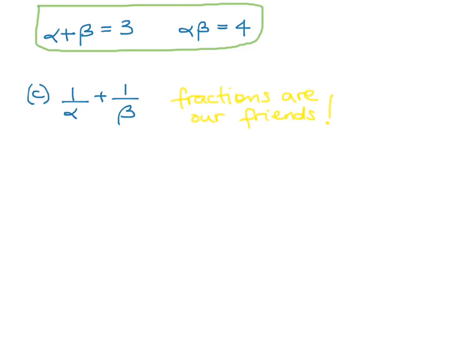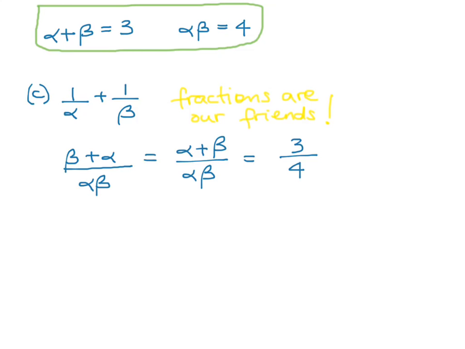So what do you do when you want to add 2 fractions? Well, you find the LCM, which in this case is alpha beta. You resolve for the numerator, so that would be beta plus alpha. Of course, I can rewrite that, since addition is commutative, as alpha plus beta over alpha beta, which is simply 3 over 4.